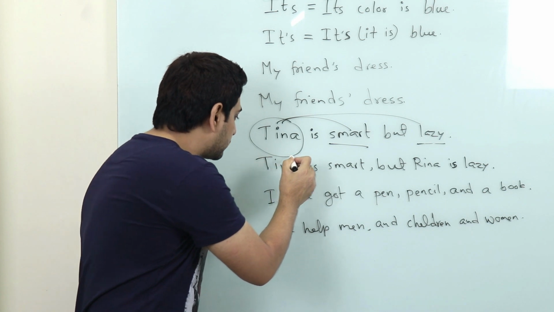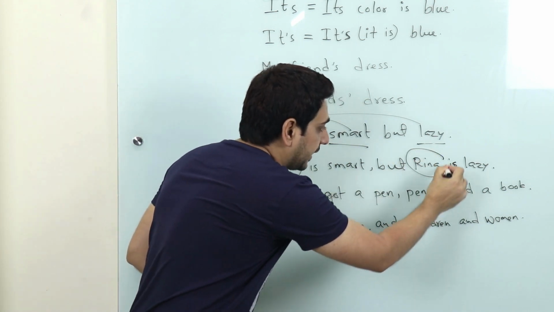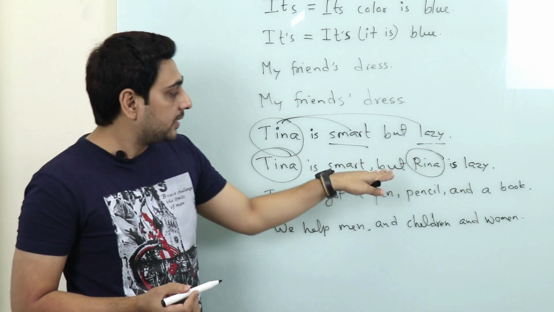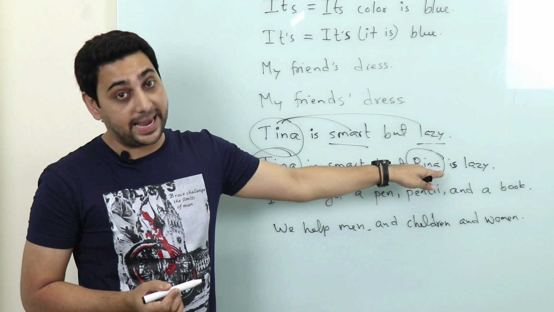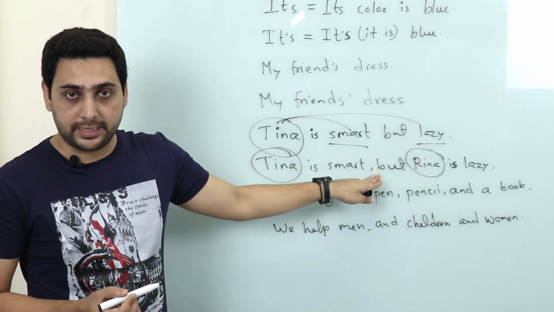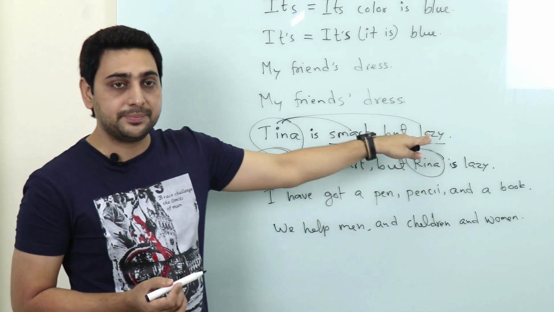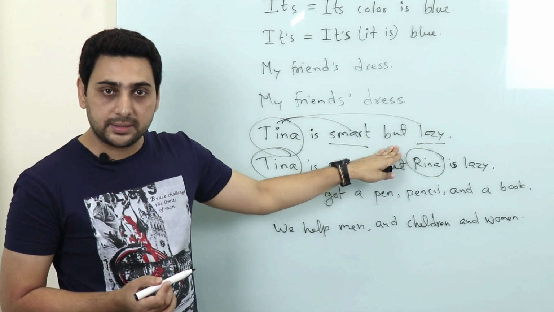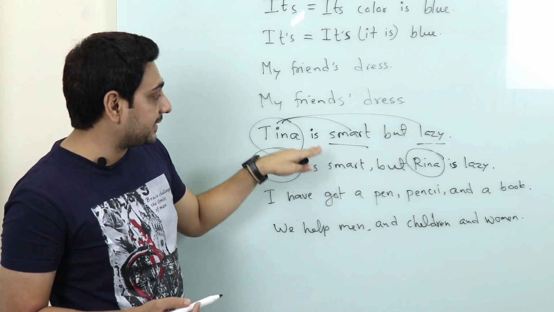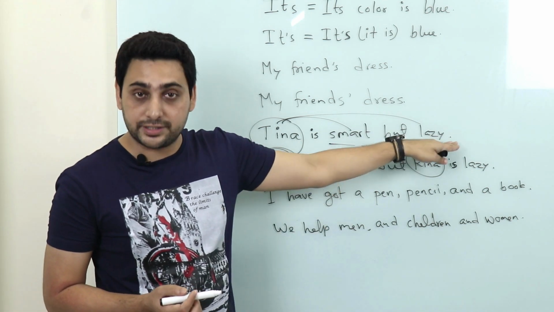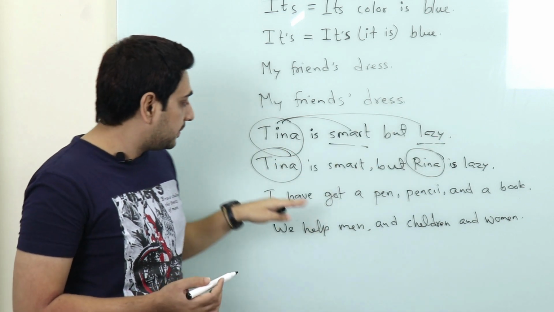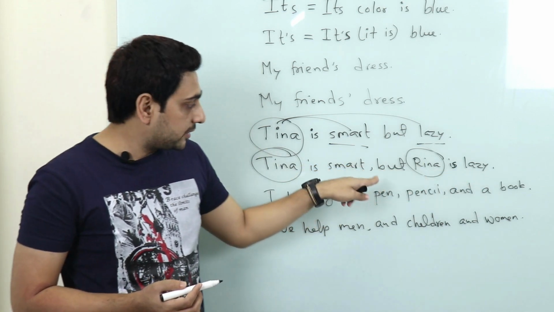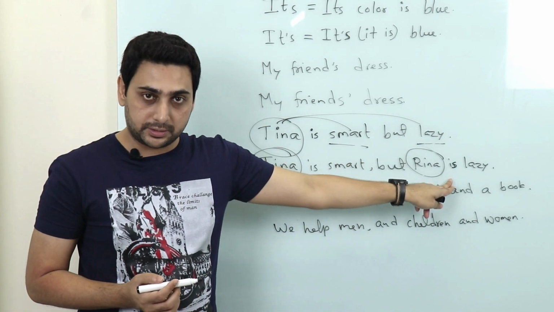But the moment you have two subjects, Tina and Rina, Tina is smart, but Rina is lazy. If you have another subject after but or and, there must be a comma before that. I repeat, when you have the same subject or don't have any subject connecting the verb with the previous subject, no comma is needed with but or and. You can also say Tina is smart and energetic without a comma. But here Tina is smart, but how about Rina? She is lazy. So there has to be a comma because of the two subjects.